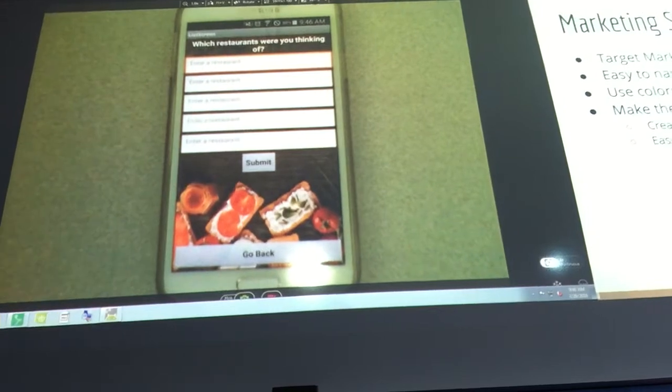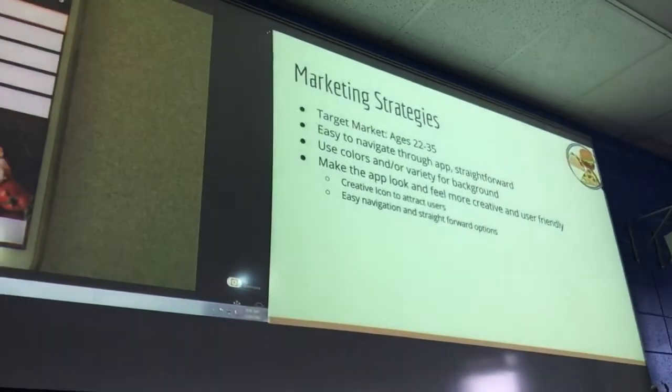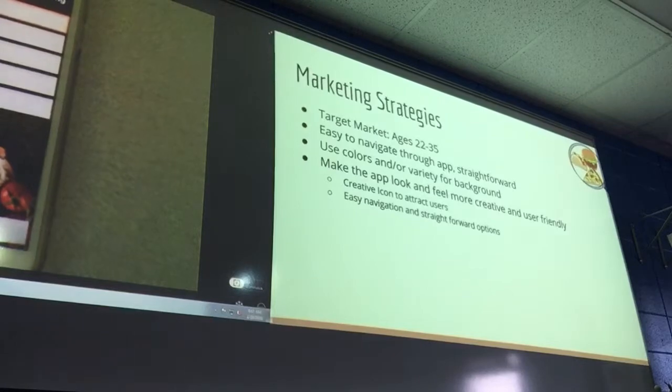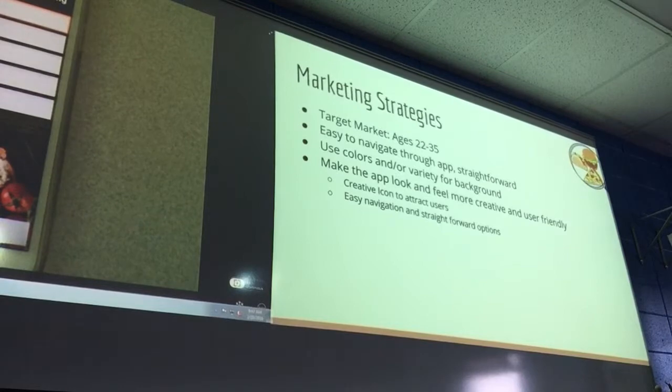So our target market ages about 22 to 35. One of the ways we want to make the app easy to use is straightforward: you just click on the filters you want or not. We wanted to have a good use of colors and variety for the background, not too overwhelming, but you can still read everything. We wanted to make it feel more creative and not so stoic, and user friendly too. Icons that you can read, creative icons. The options are easy to use and self-explanatory.